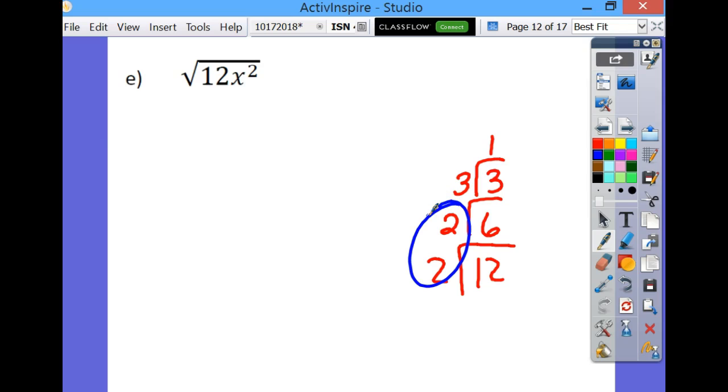And I found the pairs. So this is going to have a pair of 2s. Now I'm going to skip a space here. And a 3 left over. 3 times 1 left over.